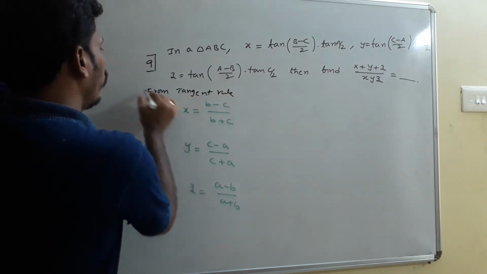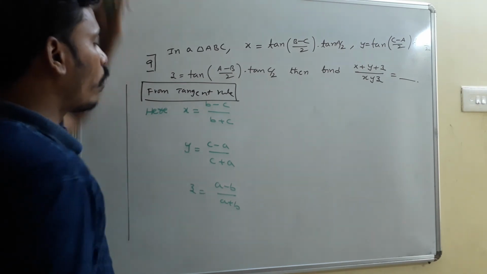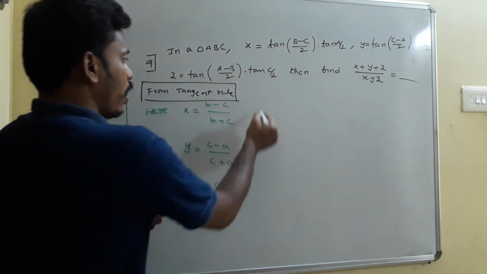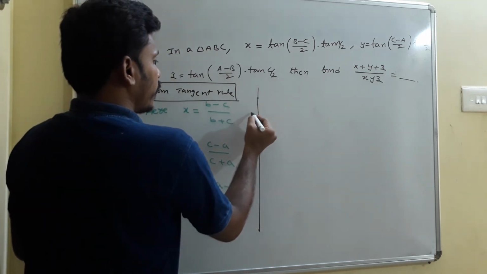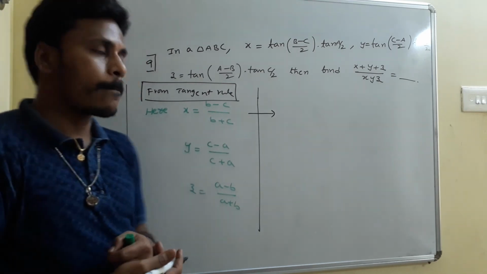From the tangent rule we have x, y and z. Okay. Now what do we need to show? We need to show that (x plus y plus z) by xyz equals the required value. How to prove it? See, now one by one I will simplify. Just look there, from there, x is equal to (b minus c) by (b plus c).